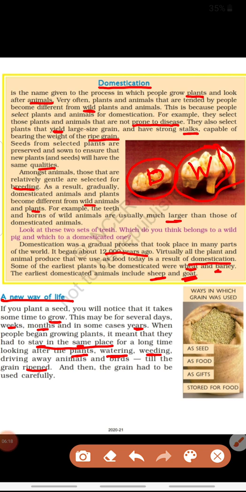the unwanted grass or unwanted plants which come up along with the plants which they are growing. That plant they have to remove, that grass they have to remove. And even driving away animals and birds means the birds and animals come to eat those plants or grains. So they have to see that they don't come and eat their plants or their fruits before they ripen.